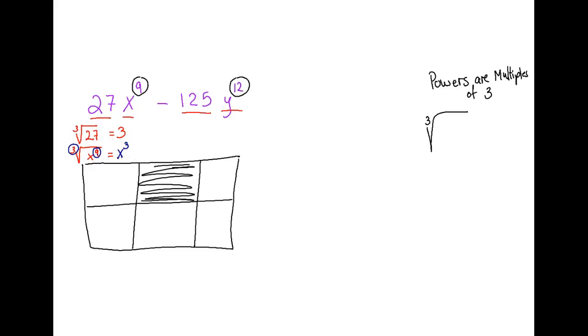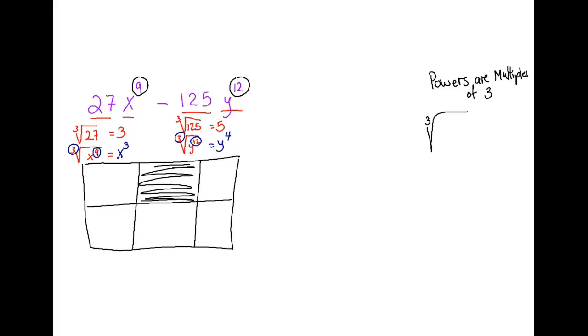Then you do the same for the second term. Cubic root of 125. Again, use a calculator. It's equal to 5. Cubic root of y to the 12th. You divide that power by 3. You should get y to the 4th.